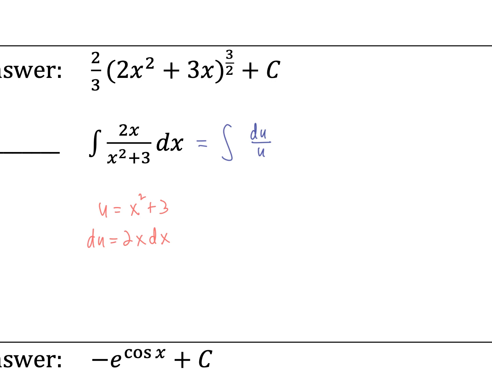You could also write it like this, 1 over u du. Doesn't matter. Okay, so now take the antiderivative. Antiderivative of 1 over u is ln absolute value of u. We'll talk about why it's absolute value later. It really matters most when you're dealing with definite integrals, but it's true for these antiderivatives also. Then you plug back in for u, x squared plus 3, and that's it.